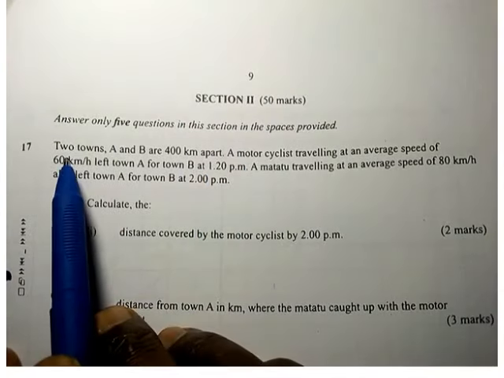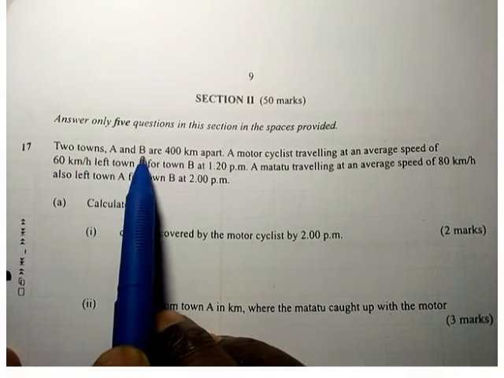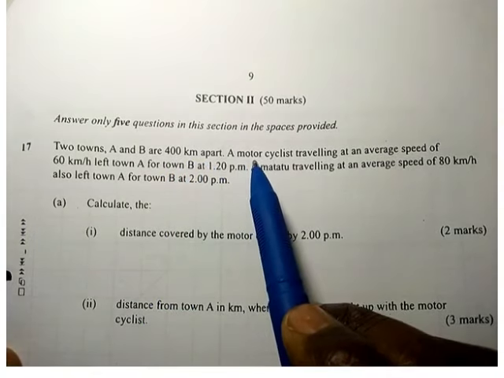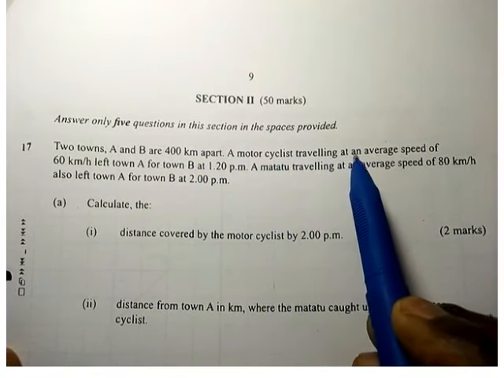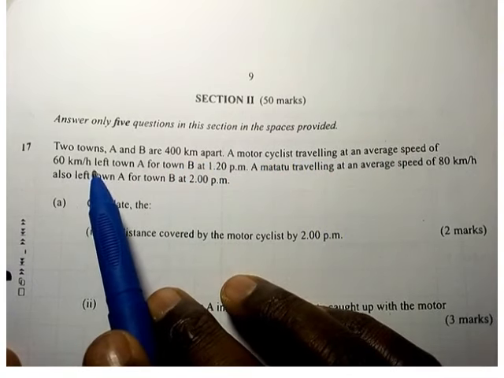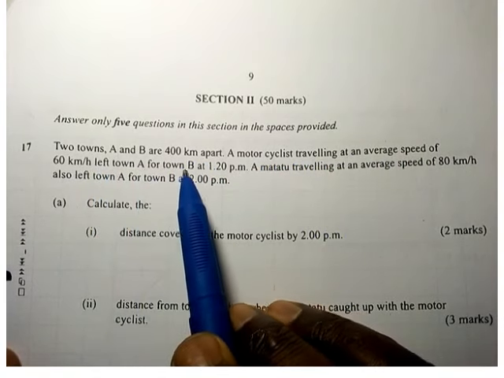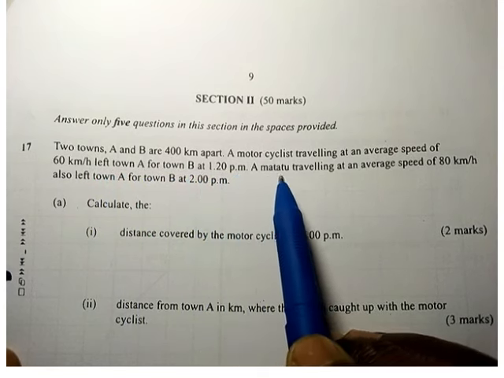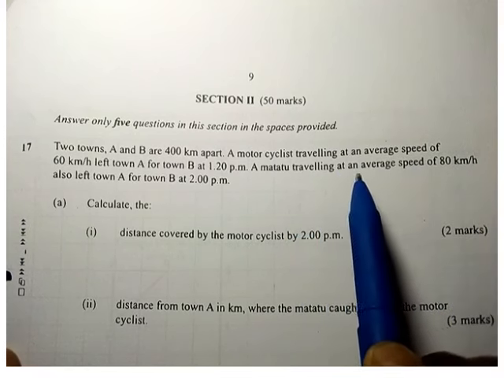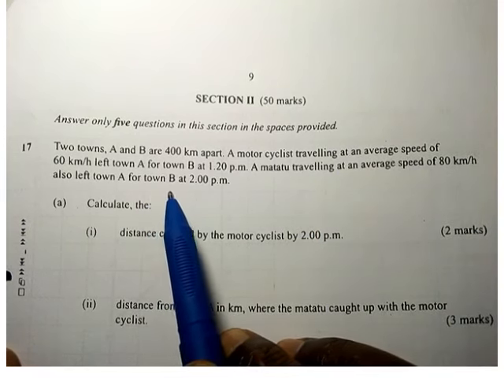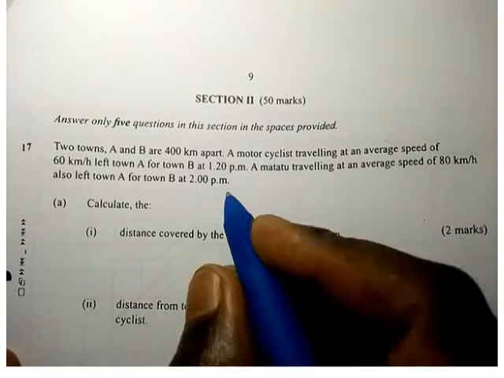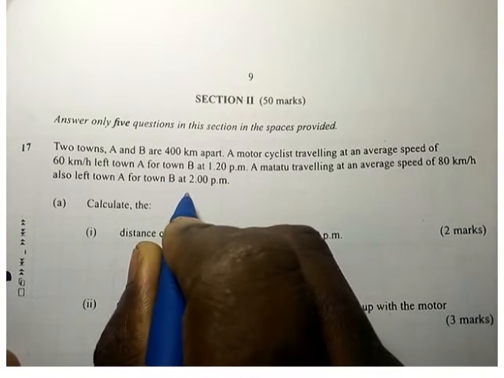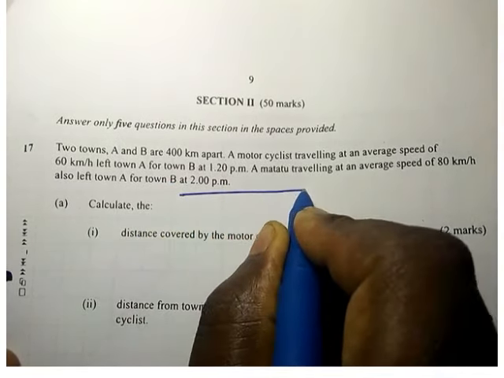Section 2. Two towns A and B are 400 kilometers apart. A motorcyclist traveling at an average speed of 60 kilometers per hour left town A for town B at 1:20 p.m. A matatu traveling at an average speed of 80 kilometers per hour left town A for town B at 2 p.m. So, ukiona hapa, these two, the motorist and the matatu, they are moving towards the same direction.